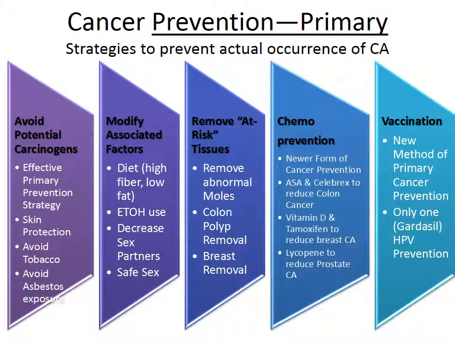Removing the at-risk tissues involves removing abnormal moles, colon polyp removal during colonoscopies, and breast removal if the BRCA gene is present. Chemoprevention is a newer form of cancer prevention and is aimed at drug therapy to help prevent specific types of cancers. Aspirin and Celebrex to reduce colon cancer, vitamin D and tamoxifen to reduce breast cancer, and lycopene to reduce prostate cancer. And then newly is vaccination.